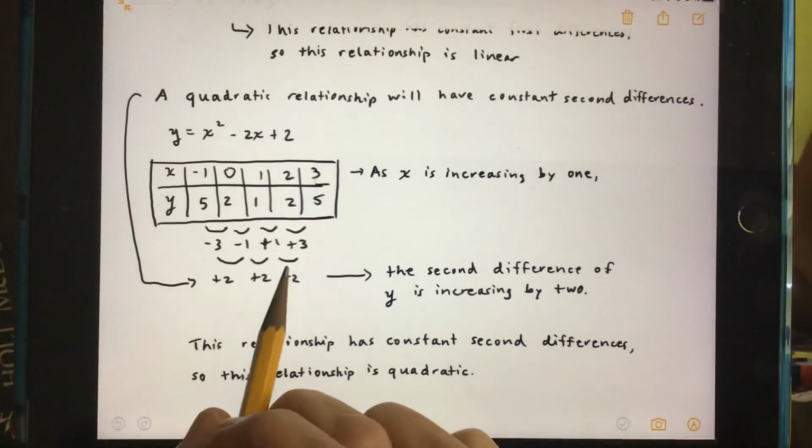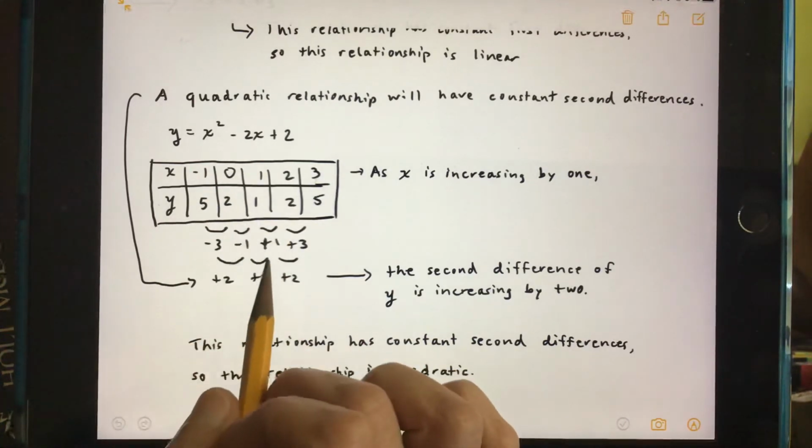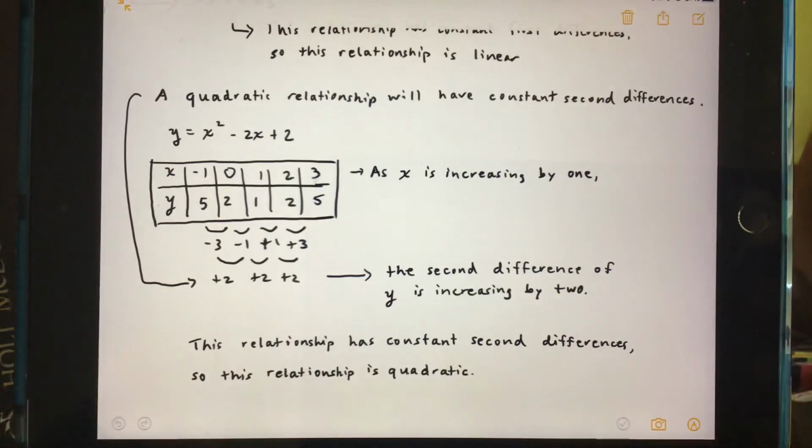The first time you do your subtracting, 2 minus 5 is negative 3, 1 minus 2 is negative 1, 2 minus 1 is 1, 5 minus 2 is 3. Those will be different numbers, but then when we find our second differences, they will be constant. They'll be the same. So because we have second differences of 2, we will conclude this is a quadratic relationship.